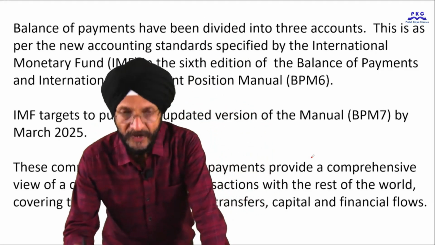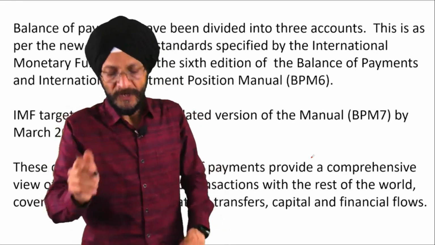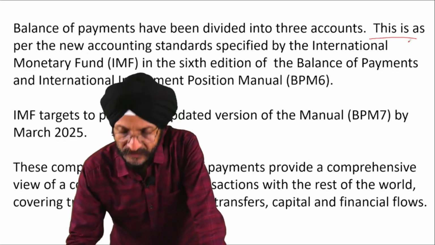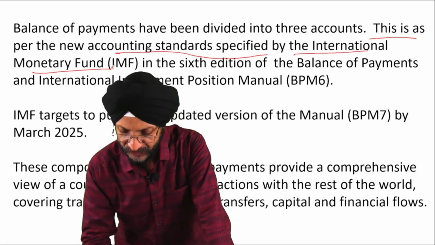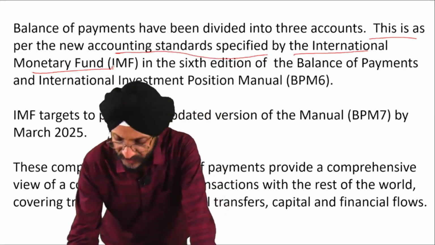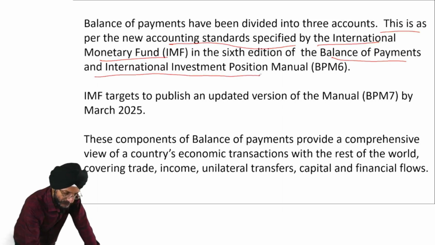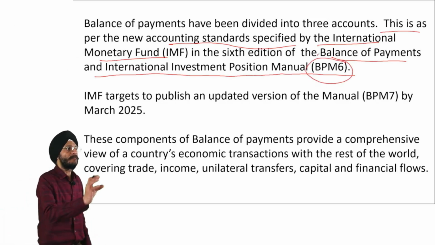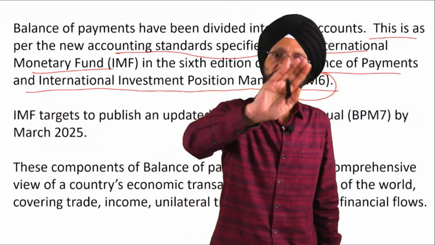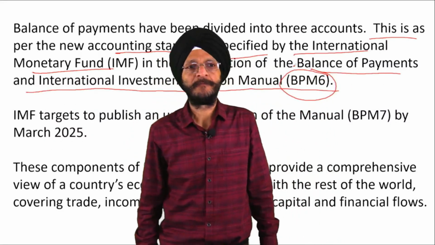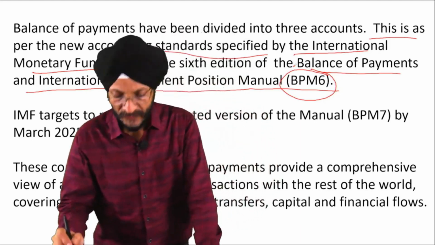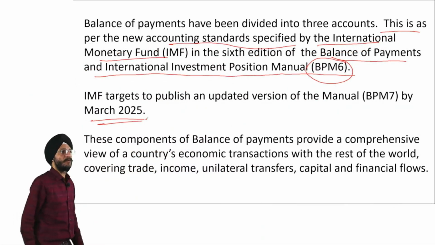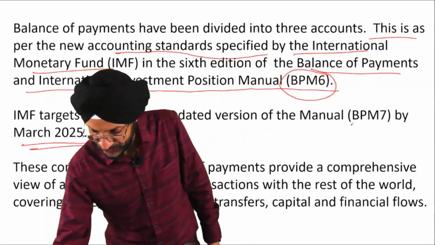Here is the reason why we have mentioned three components. Balance of payments has three components. This is as per the new accounting standards specified by the International Monetary Fund. In the 6th edition of Balance of Payments and International Investment Position Manual, BPM6, this is the manual of IMF, according to which there are three components of balance of payments. Now IMF is going to revise its manual in March 2025, which will be known as BPM7.